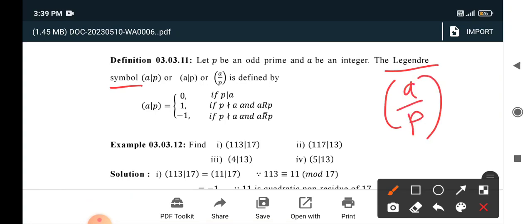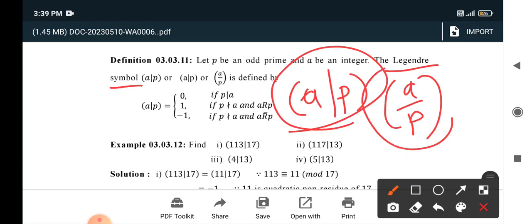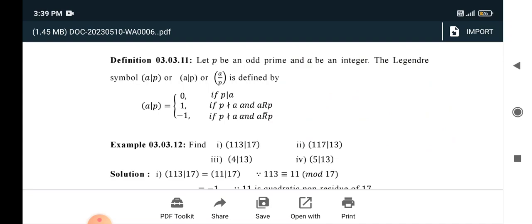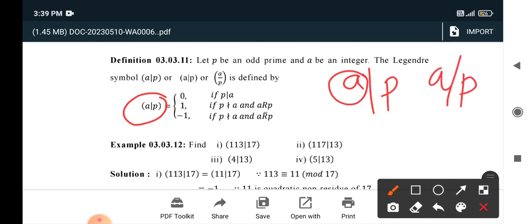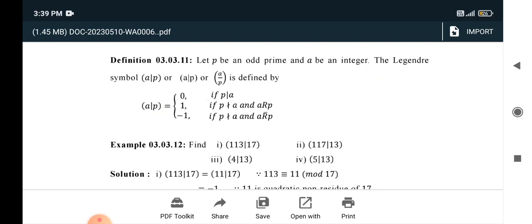This a upon p can also be denoted as a by p. So this is the notation for either this one or this one. This is the notation for the Legendre symbol, and it has a definition like this. The Legendre symbol of a upon p, or a by p, has the meaning that a is a residue after dividing a by p. What is the residue? That residue must be either 0, 1, or it can be written as minus 1 if it is a non-residue. Okay, so see the definition.